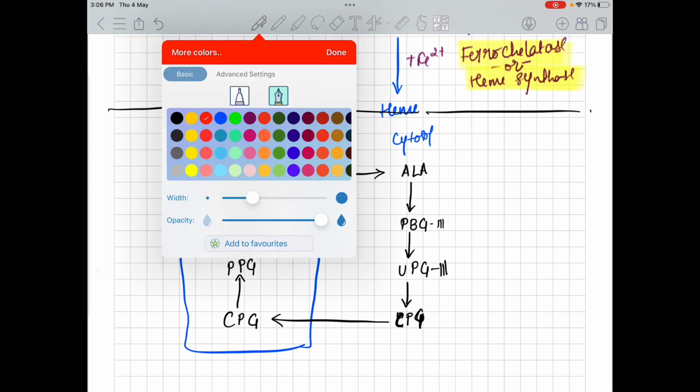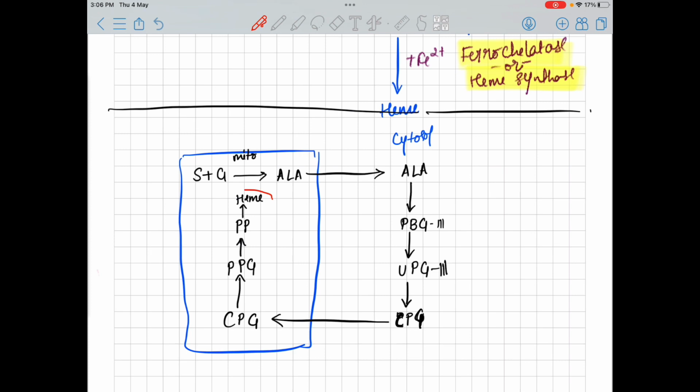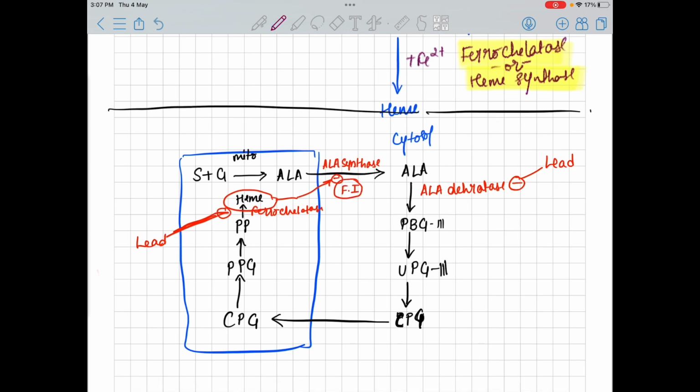Now the thing to notice over here is we are going to look at the regulation. When heme production is increased, it is going to inhibit the ALA synthase enzyme. Here the enzyme that is present, ALA synthase, is inhibited by heme. Over here there are 2 enzymes used. ALA dehydratase is inhibited by lead. There is another enzyme over here which is going to convert protoporphyrin into heme, that is ferrochelatase. This is also inhibited by lead. But this is known as feedback inhibition, okay? Heme inhibiting its own synthesis is feedback inhibition.